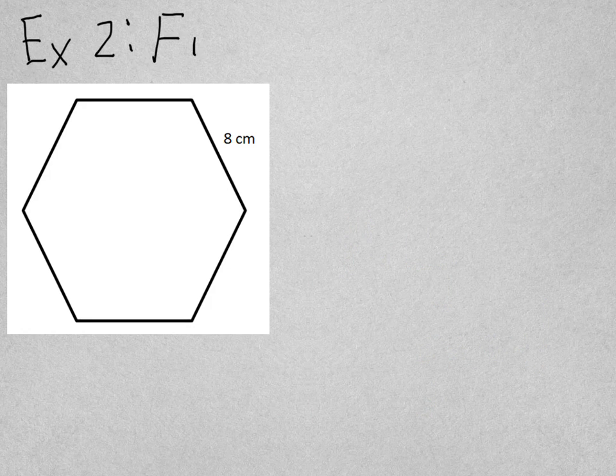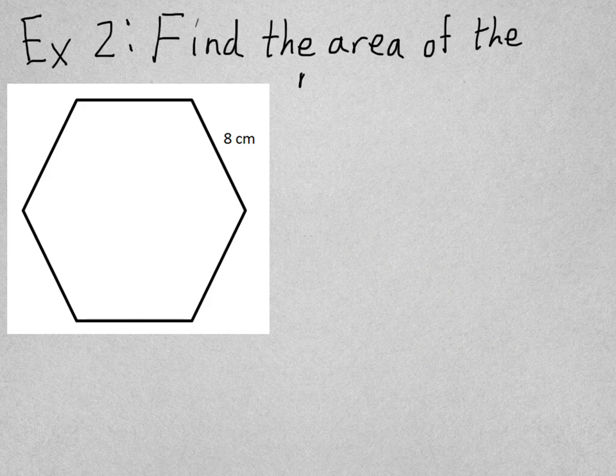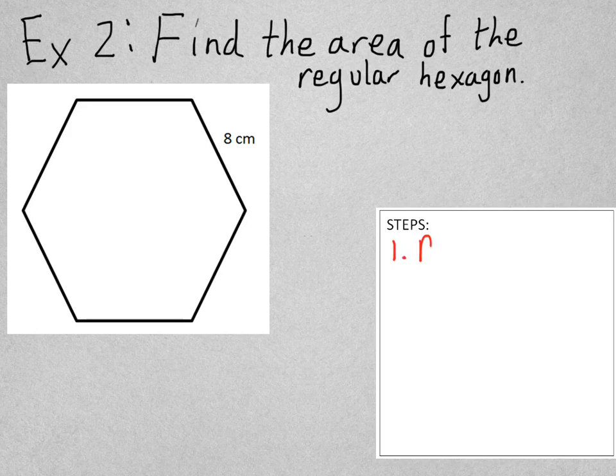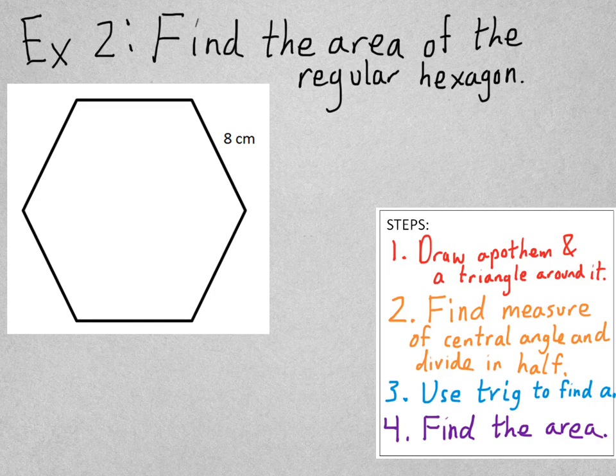Alright, so here's example 2. Let's find the area of this regular hexagon. Do you think you could do it on your own? Here's the steps again. Try pausing the video to find the area of the hexagon by yourself. Then you can check with what I got. Okay, so let's do it.